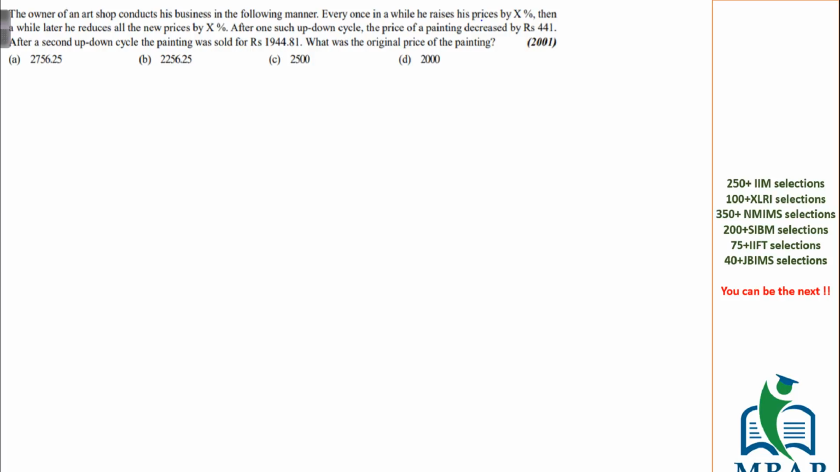After the second up-down cycle, the painting has been sold for 1944.81, right? And the question is about finding the original price. So the question says, let's say the price of the original painting is Y rupees. You increase by X percentage and then you reduce by X percentage. Then the final value will be 441 less, so its value is Y minus 441. On this value, you again increase by X percentage and reduce by X percentage, and then the final value has been sold off for 1944.81. That's what the value is, right?